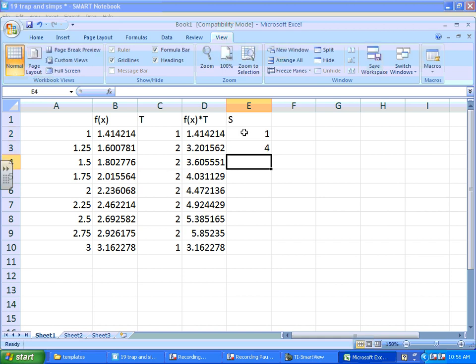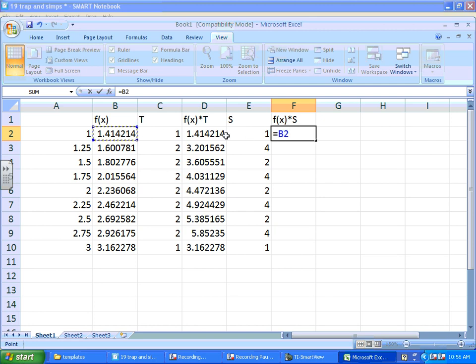1, 4, and then a bunch of 2's, 4's. And then f of x times s. Oops. So f of x times s. Once again, start with the equal sign. Click on f of x times S, press enter, and then copy and paste it.